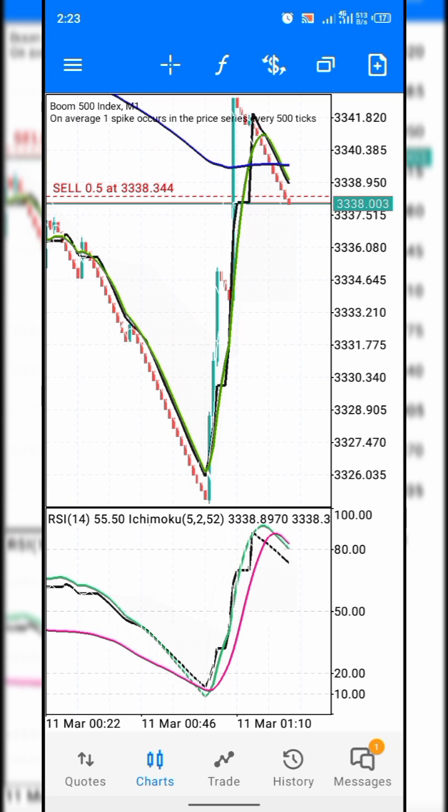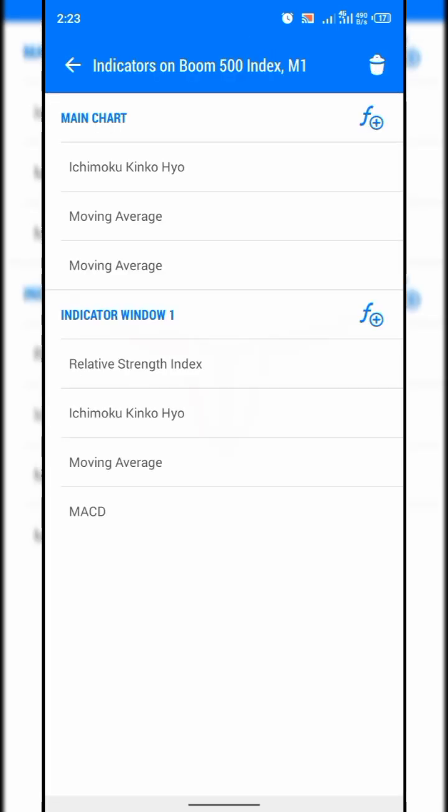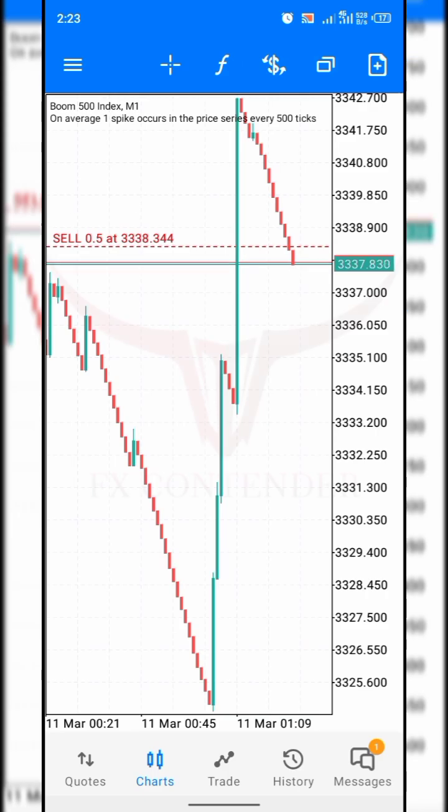Firstly, I'd like to delete all these indicators that are working right now. I'll add them again so you can see them and you can know how to add them by yourself. Okay, let me delete them now. Now the chart is clean, there is no indicator at all. So what's the first indicator you are going to need?